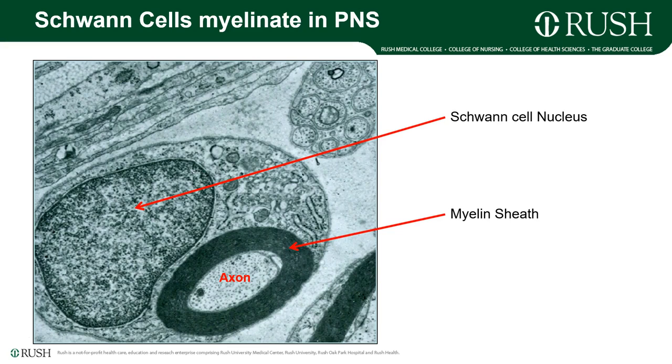This is an EM of a Schwann cell myelinating an axon in the peripheral nervous system. And again, this is the axon here. This is the nucleus of the Schwann cell, and this is the body of the Schwann cell. And all these rings are the myelin, concentric rings. So this is a myelin sheath.